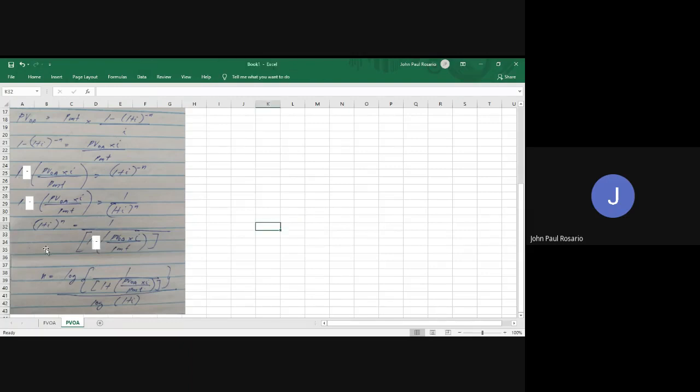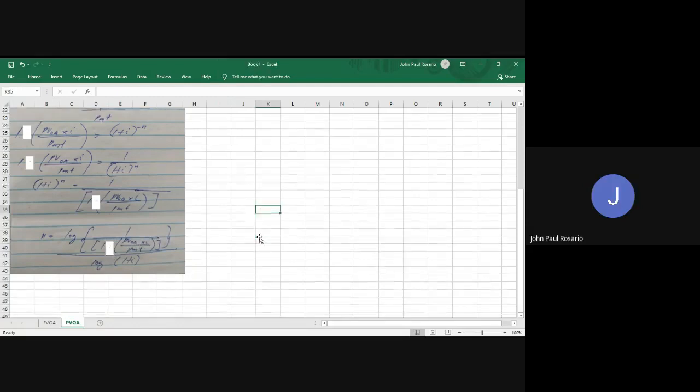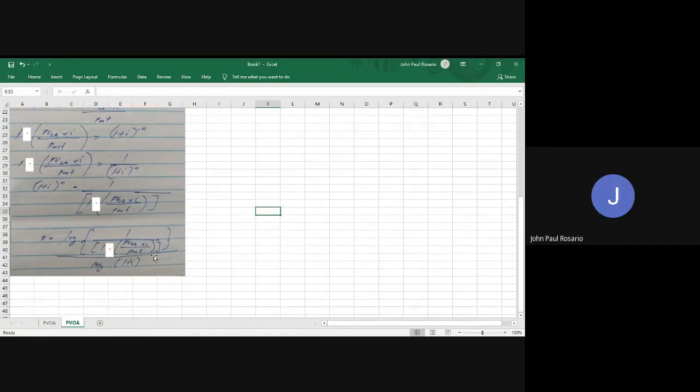Tapos, so muna siya 1 plus I to the power of n over 1 equals 1 minus PVOA times I over payment. And then with this, makagamit na rin tag logarithm. So n. Okay. Tapos, muna din siya inyong logarithm. Taas kayo siya, no? Ang formula.